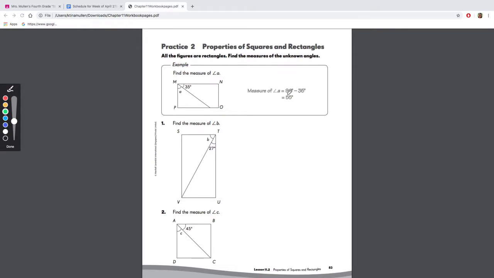So the only way that I really know how to do it is to subtract from 90, because 90 is your whole. This whole thing right here measures 90 degrees, right? And then you subtract 35 because this part is 35, and what's left is 55. So you know that angle A right here is going to be a 55-degree angle.